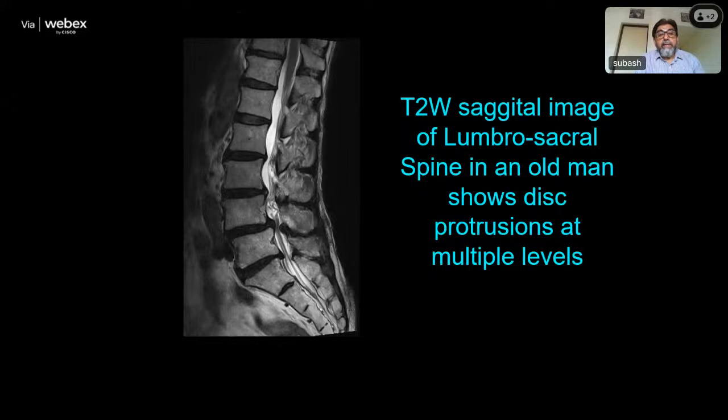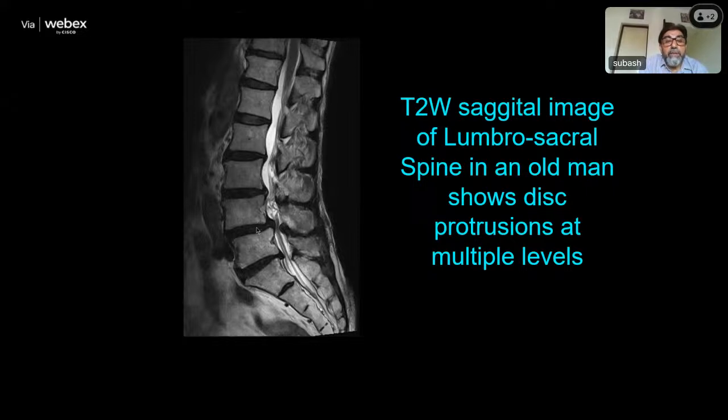This is again a lumbosacral spine of an old patient. You can see this disc is pushing the lower spinal cord of the patient, and this will cause lumbar spondylitis, and this will affect the lower limbs of the patient. They will again have numbness and pain in the lower limbs. You can see how many levels.